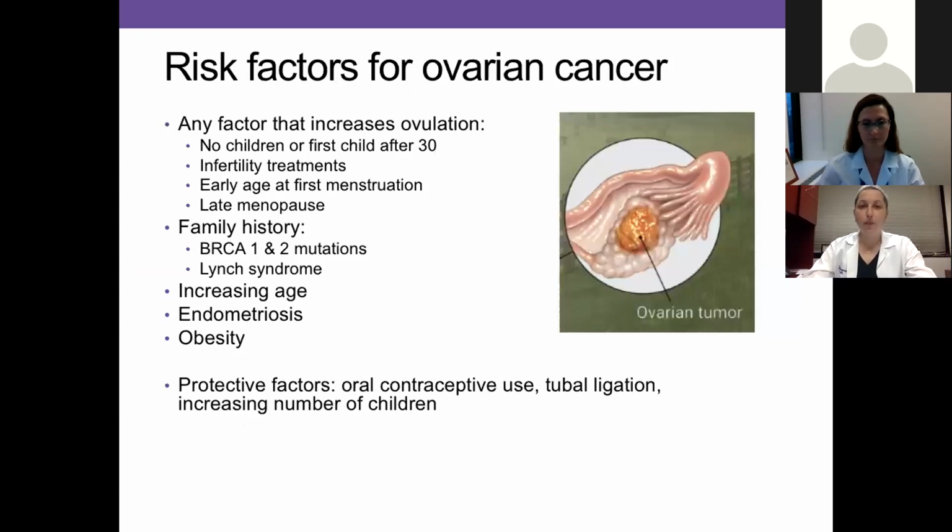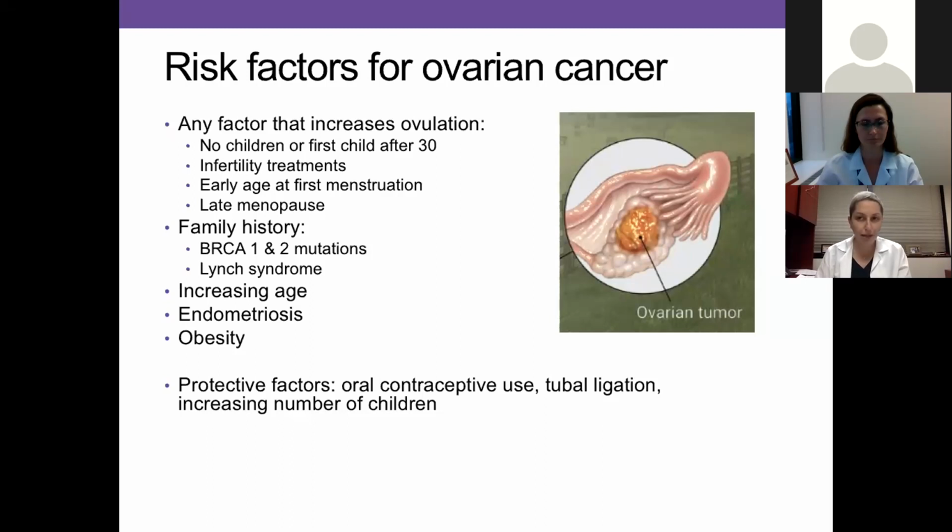So when it comes to ovarian cancer, the main risk factors are anything that might increase the amount of times you will ovulate in your lifetime. Examples of this might be menopause or never having children. A family history of ovarian cancer, or a family or personal history of breast cancer, are also risk factors.